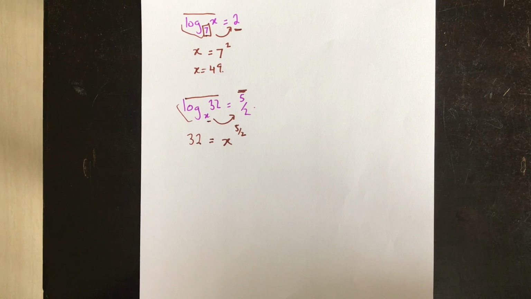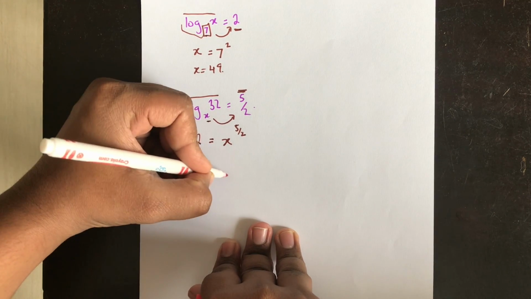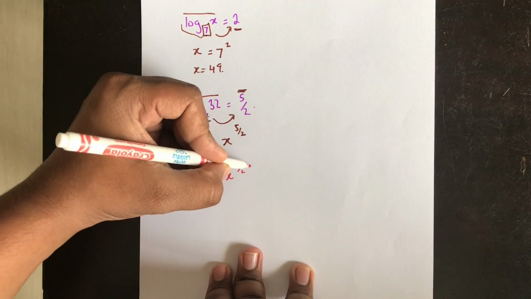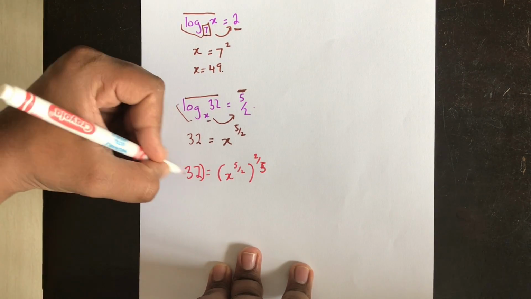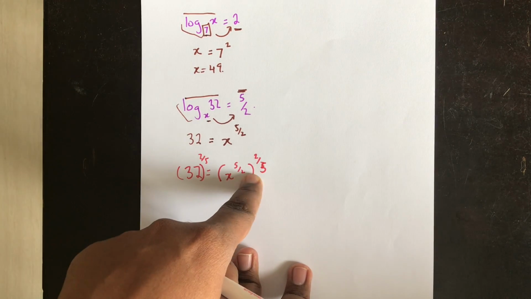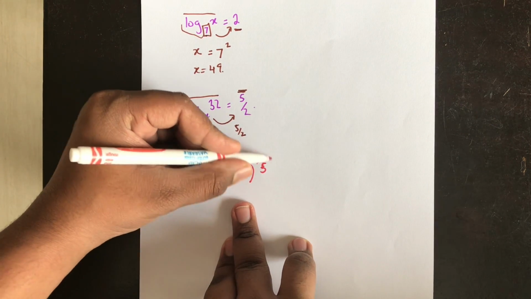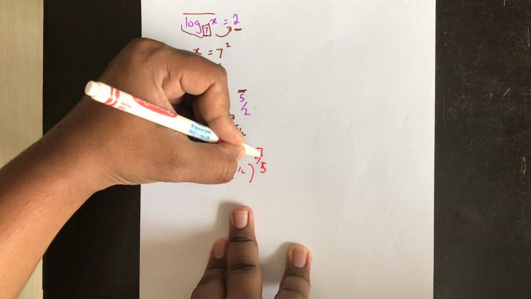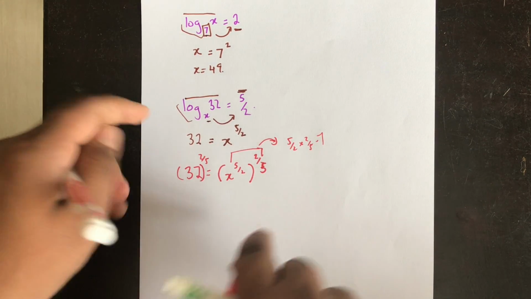Now, how do we solve this? One way we can solve this is by taking powers on both sides. So we have 32 is equal to x to the power of 5 over 2. Now what if I raise this to the power of 2 over 5? We realized that if you have one number to a power and you raise that to another power, you multiply the two powers. So I get 5 over 2 times 2 over 5, which is equal to 1.